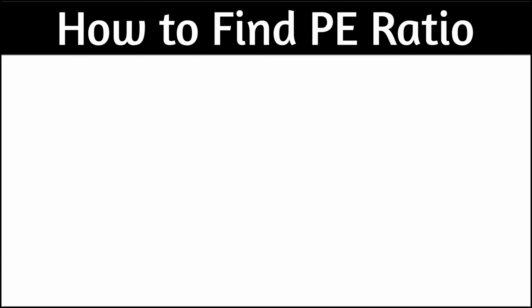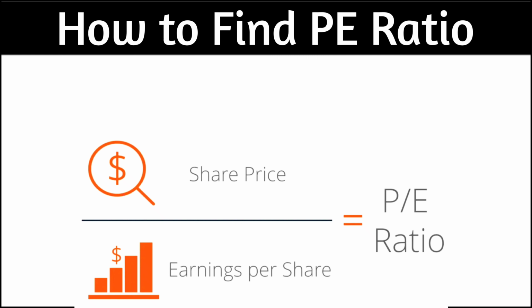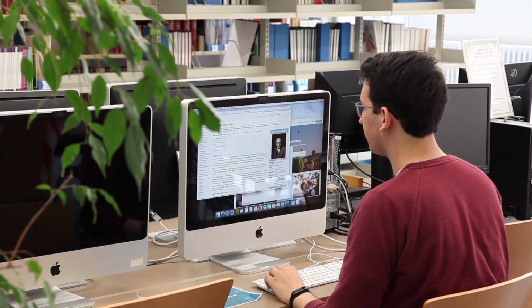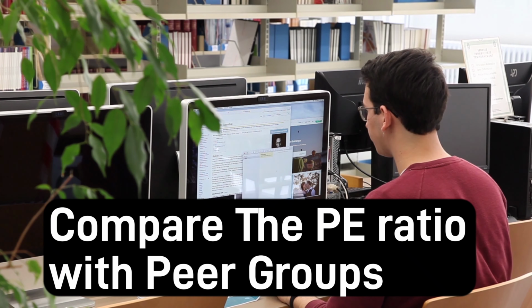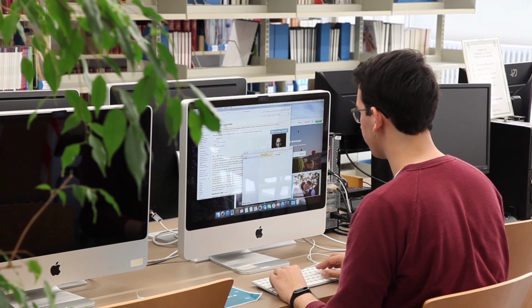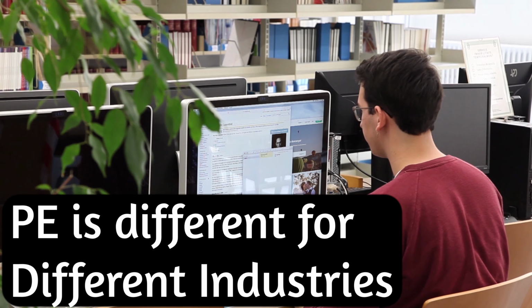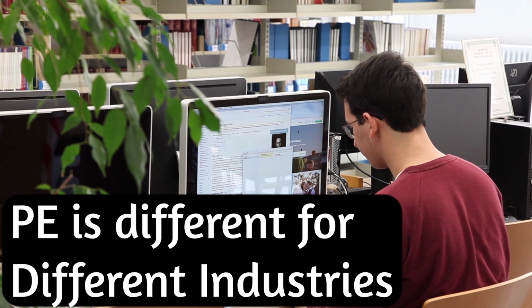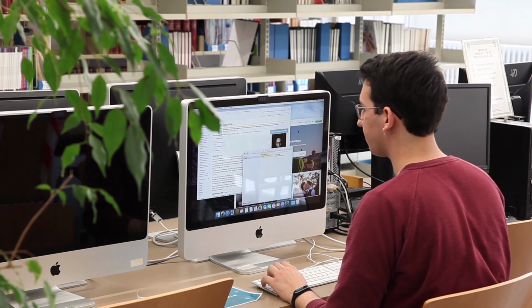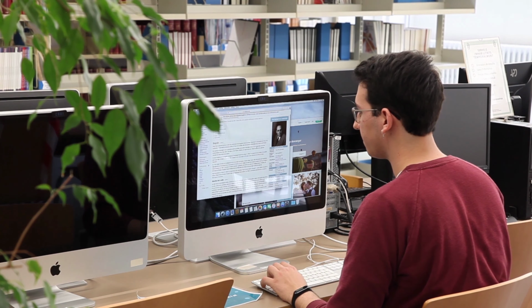Guys, to determine the PE value, one must simply divide the current stock price by the earning per share. Now guys, to check whether the share is costly or not, in this case, you can compare the PE ratio of that company with its peer groups. Guys, keep in mind that PE ratio is different for different industries, and that means comparing the PE ratio of an infra company with an FMCG company is stupidity.